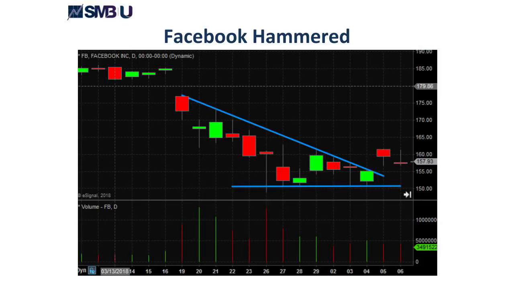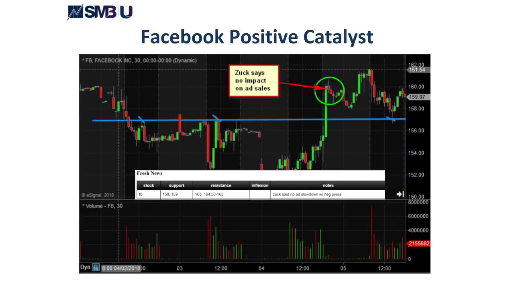So here we go. Here's a look at it. Here's the multi-day. I believe this is a 30-minute chart. I'm not wearing my glasses, so I can't see it quite as clearly as I'd like. But we're looking at the circled area after the close one day. I think this was last week.